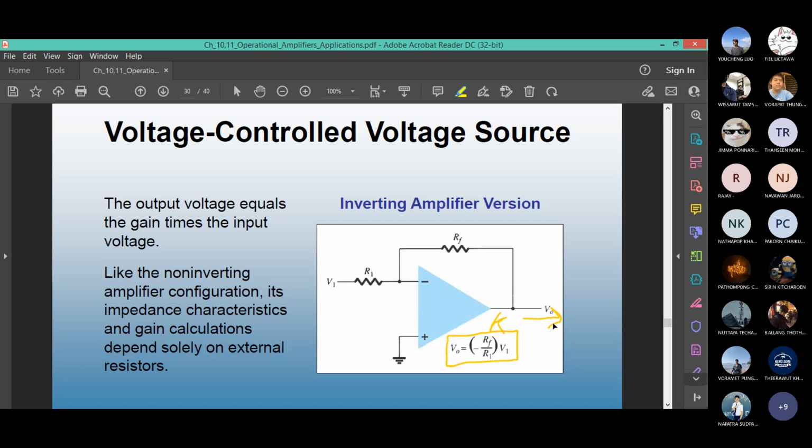Let's say you want a variable input voltage which will go to the next stage of your circuit. So this one you can feed as a source to the next stage, and you can control the source using this V1 behind. That's the voltage controlled voltage source.